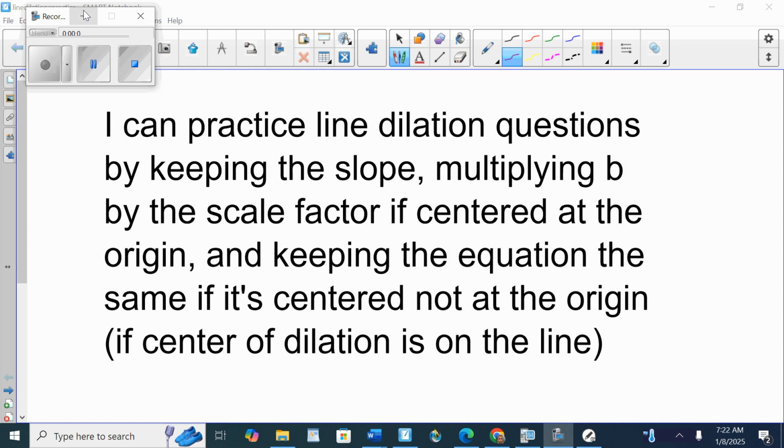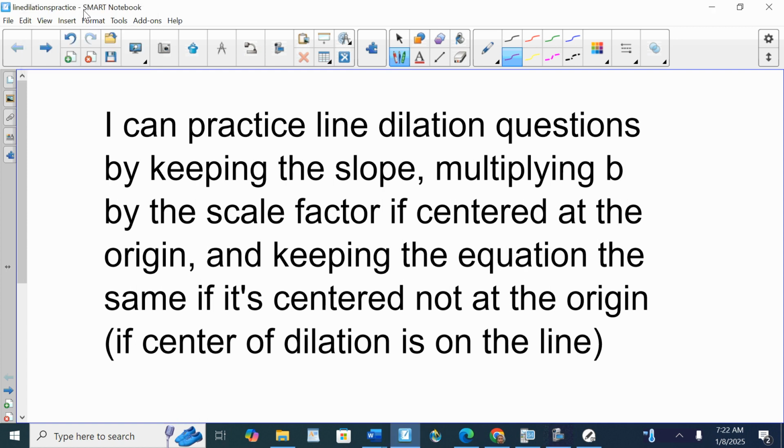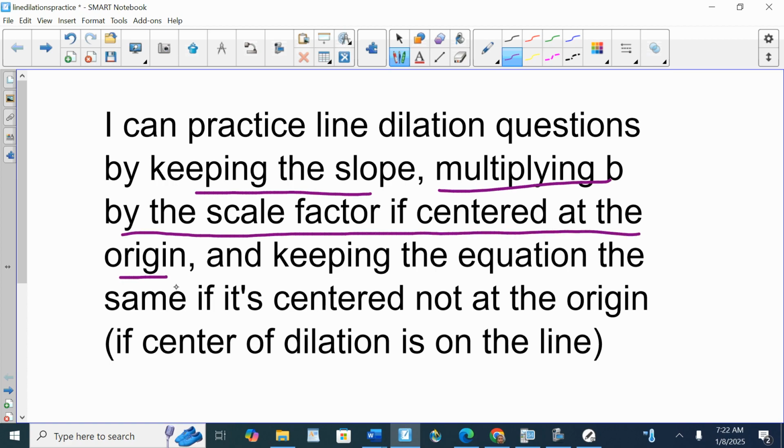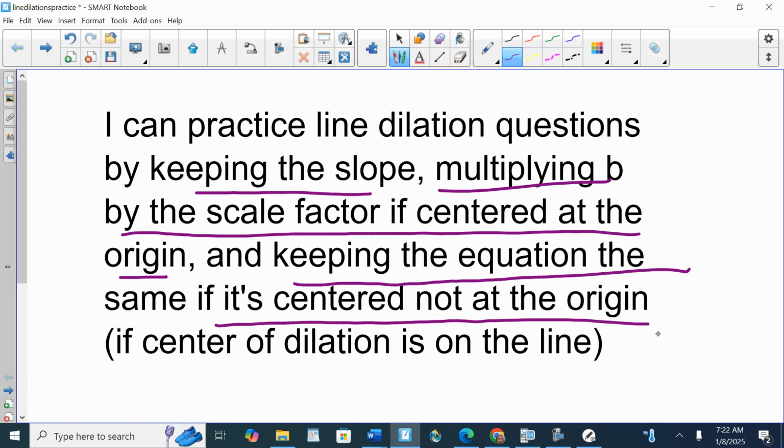Hi everybody, today we practice line dilations questions by keeping the slope and multiplying b by the scale factor when centered at the origin, and keeping the equation exactly the same if it's not centered at the origin, which means the center of dilation is on the line. So there's a cheat for this, and then there's a not cheat. Let's go over the cheat first, and then we'll talk about the not cheat. The cheat will get you through like 80% of the questions, but of course you want to get through all 100%, so we'll talk about how to do that. And again, everything here you've learned already. This is just putting it all together.